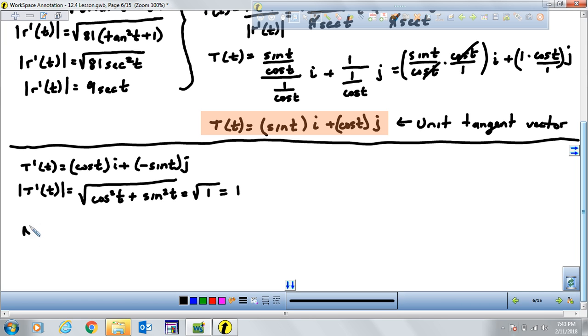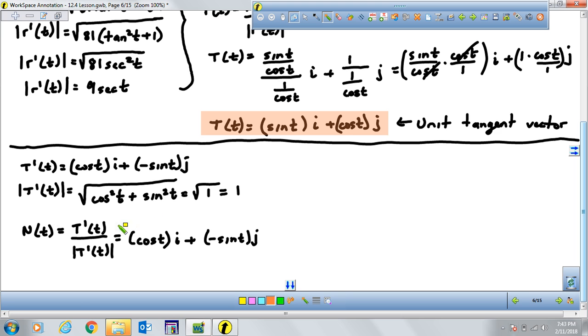So now to find the unit normal vector, we're going to divide the derivative of the tangent vector by its magnitude. So the derivative of the tangent vector is cosine of t i plus negative sine of t j, but if we divide it by the magnitude of 1, it is basically going to be the same thing. Cosine of t i plus negative sine of t j. And this is the unit normal vector.